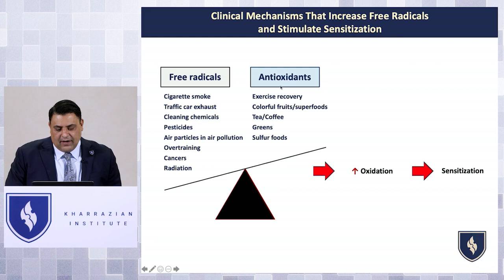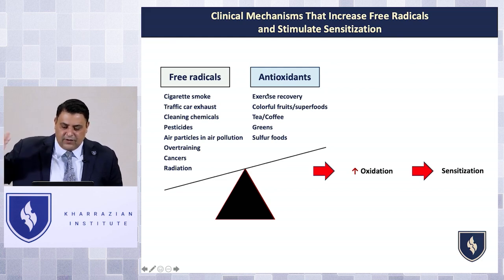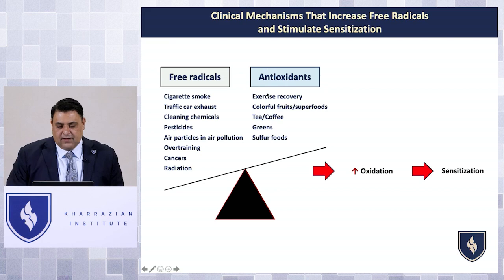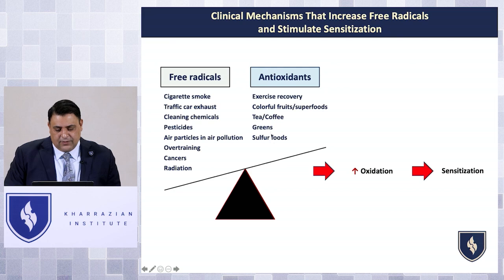The things that raise antioxidants are exercise recovery. So during exercise, you raise free radicals, but after exercise, you get a rebound production of antioxidants. Colorful fruit and superfoods, the so-called rainbow diet, where you get as many different colors as you can to really improve your antioxidant status. Tea and coffee are loaded with antioxidants. Green foods, sulfur foods, these things are all important.